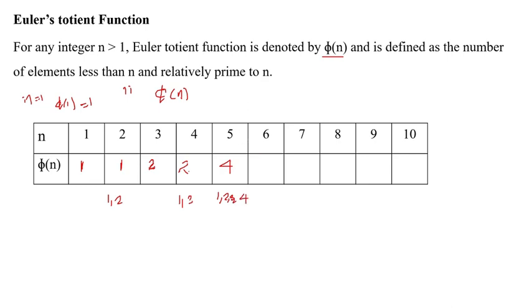For n equal to 6, phi of 6 is 2. Phi of 7 is 6. Phi of 8 is 4. Phi of 9 is 6. And phi of 10 is 4.